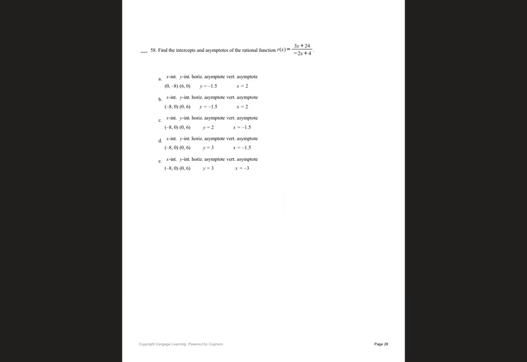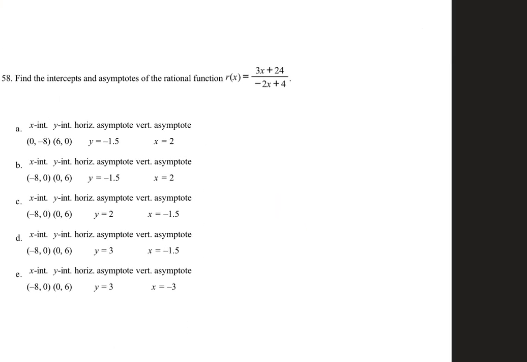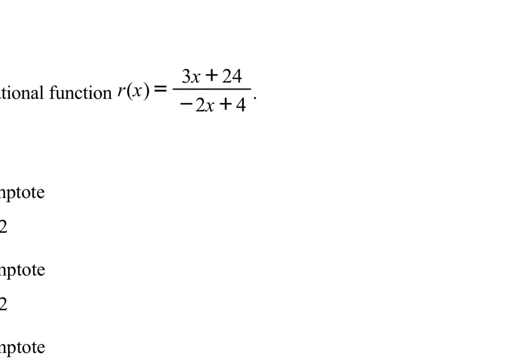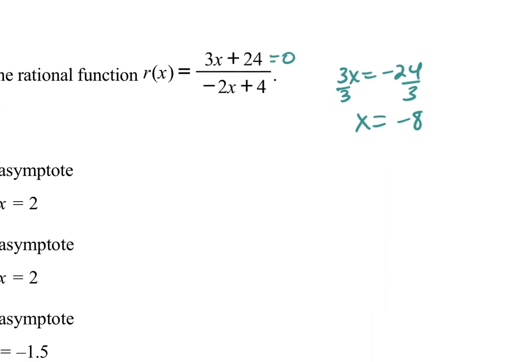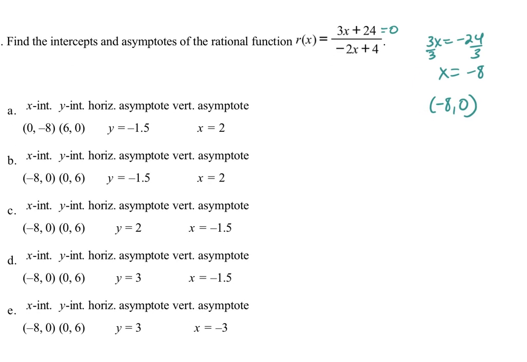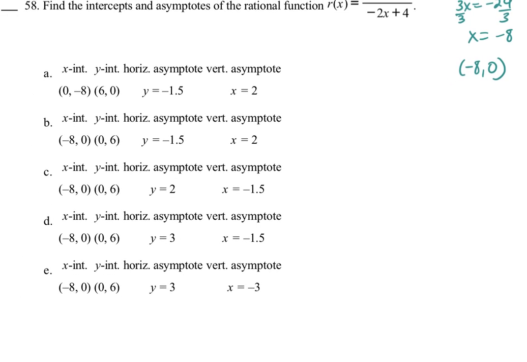Okay, so 58 says intercepts and asymptotes. So the x-intercepts, I just use the numerator, because if I set it equal to 0, I'd multiply by the denominator, it'd cancel out. That'd be the first thing you lose, and you don't need it. So I just do the numerator. So 3x would equal negative 24, divide by 3, and x equals negative 8. That's your x-intercept. So already I would go look at my choices. X-intercept of negative 8, 0 rules this one out.